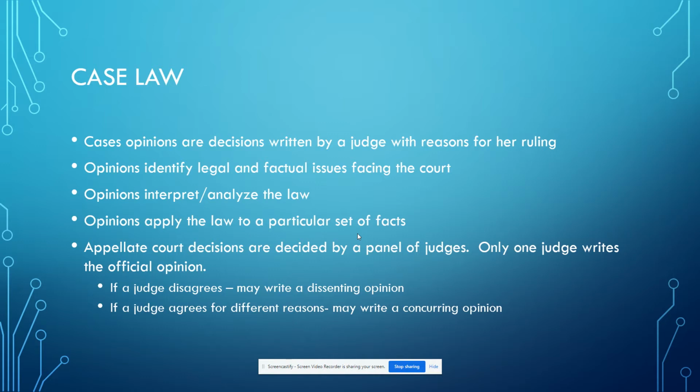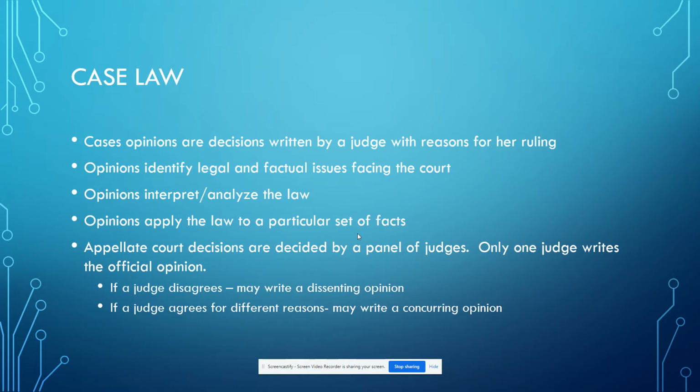And appellate court decisions, it's not just one judge. Don't think Judge Judy or Judge Wapner. It's a panel of judges. And out of that panel, one judge writes the official opinion. And the official opinion is what is law, which can be binding on future lawmakers or judges.